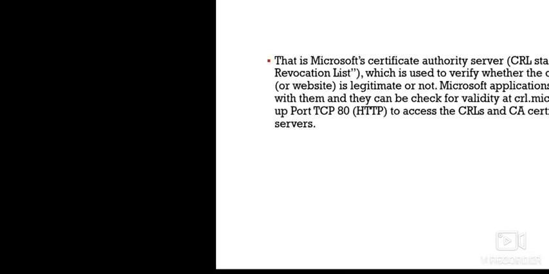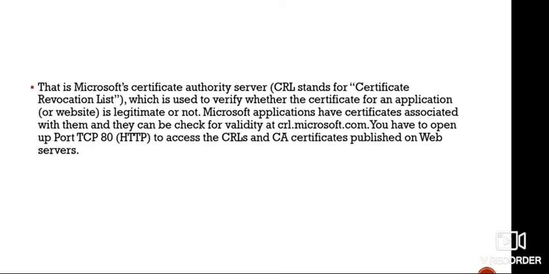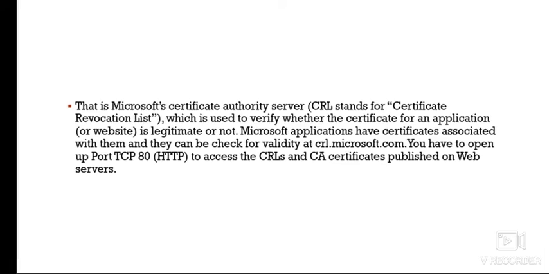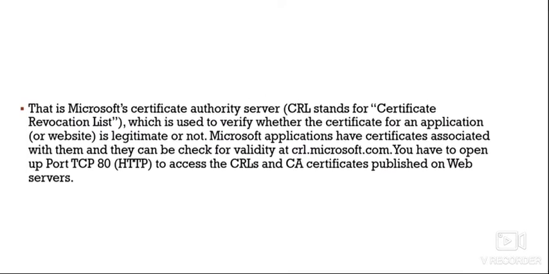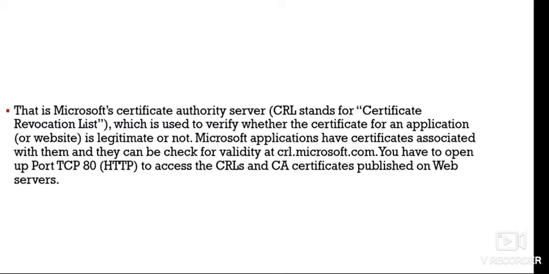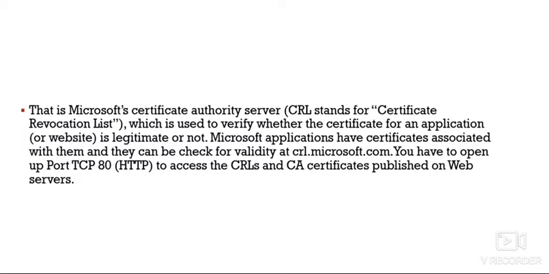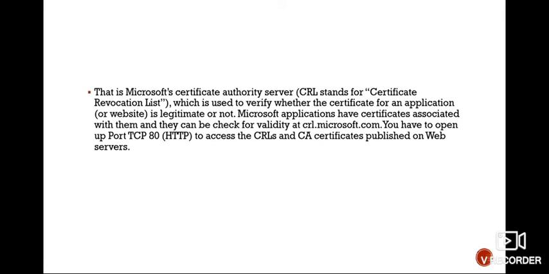The Microsoft Certificate Authority server CRL stands for Certificate Revocation List, which is used to verify whether the certificate for an application or website is legitimate or not. Microsoft applications have certificates associated with them and they can be checked for validity at the CRL. You have to open up port TCP/IP HTTP to access the CRLs and CA certificates published on web servers.